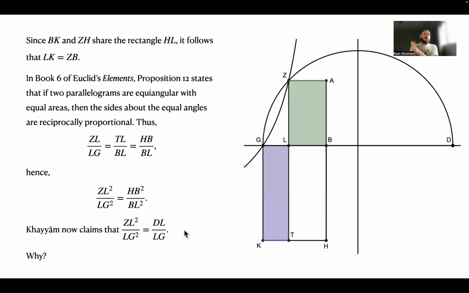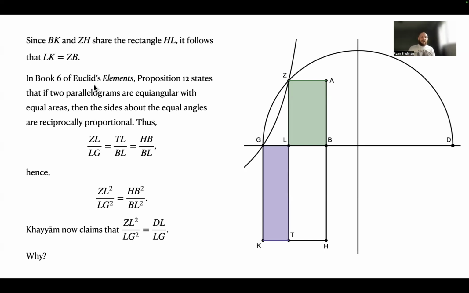Okay. So we found that BK is equal to ZH, but notice that they both, ZH and BK, those rectangles, share in common this white rectangle right here, BHTL. So if we subtract out that common rectangle, then we find that LK, this purple rectangle, is equal to ZB. So the green and the purple areas are equal.